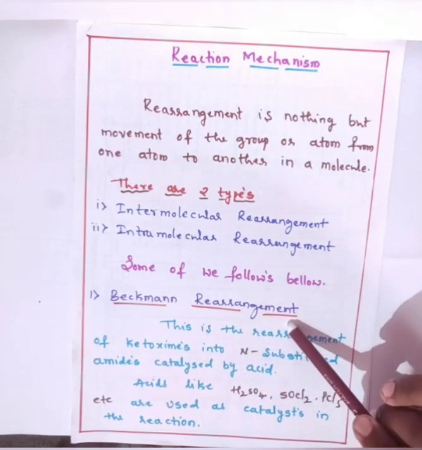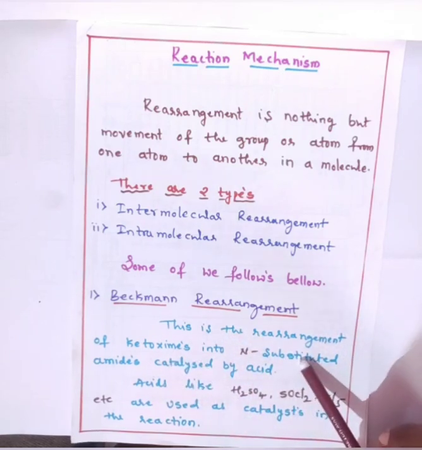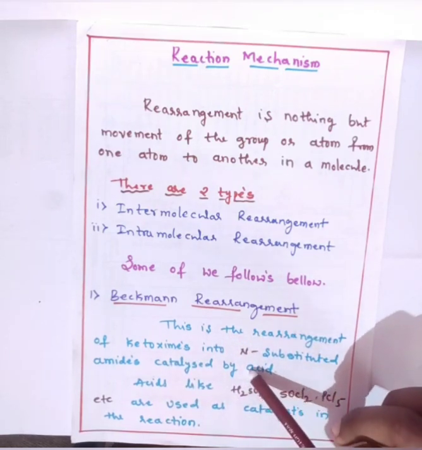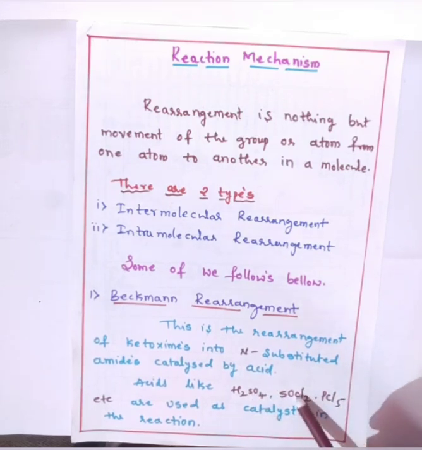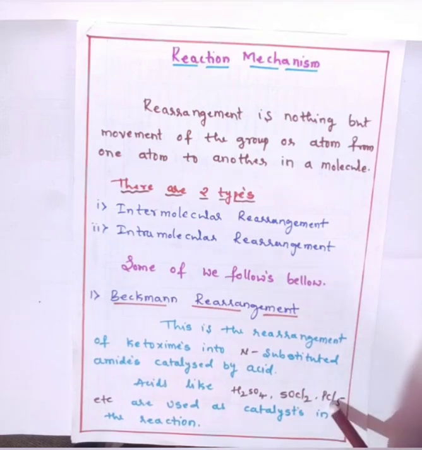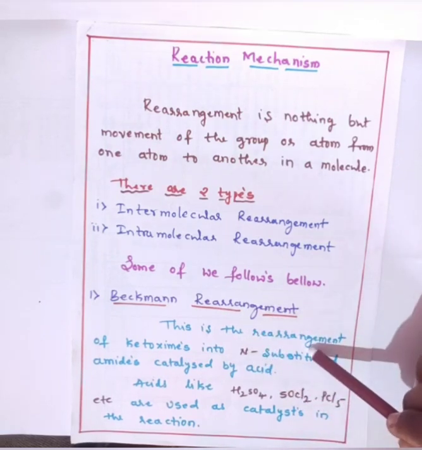So Beckmann rearrangement reaction is the rearrangement of ketoximes into N-substituted amides in the presence of an acid catalyst. The acid catalysts are H2SO4, SOCl2, PCl5. That is sulfuric acid, thionyl chloride, or phosphorus pentachloride. These are the acid catalysts we use in the Beckmann rearrangement reaction.